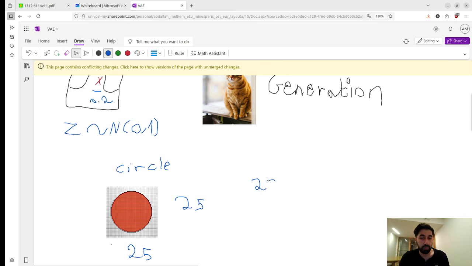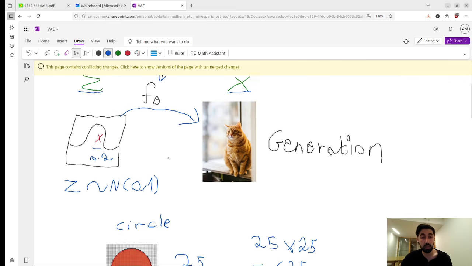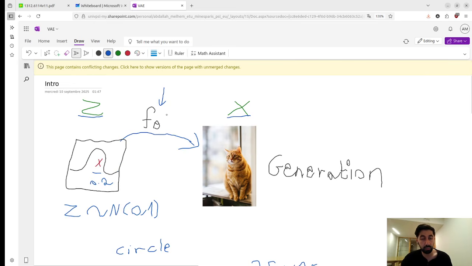So we have 25 by 25, which is how much? It's 625. So to represent an image of a circle, we need 625 variables. So if we want to make a network that generates images of circles, we're basically going to have the output layer of the network output 625 numbers.